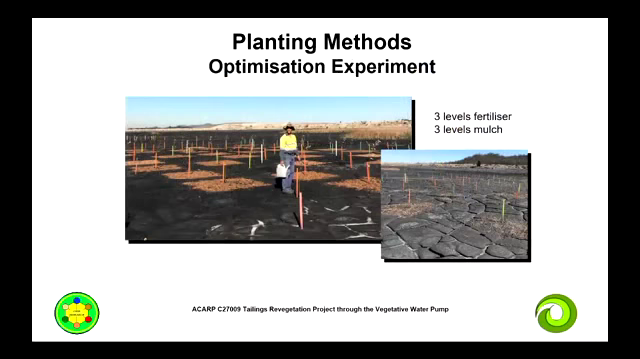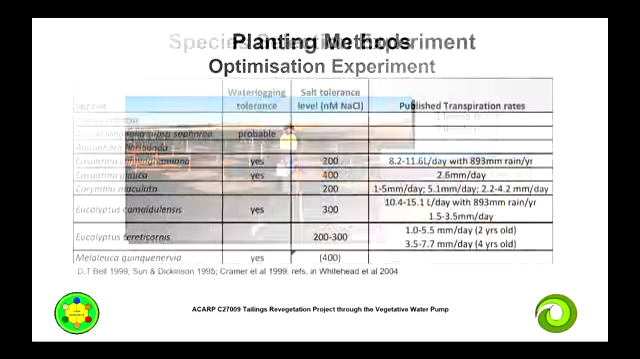Because we want to use an organic material over the top of the tailings to alleviate surface temperature and also to encourage the accumulation of humidity at the soil surface. We set up this quick experiment which looks at 3 levels of fertilizer and 3 levels of mulch. But I don't have any results to present on that because we planted it quite late in the season and the plants have just not done anything over winter.